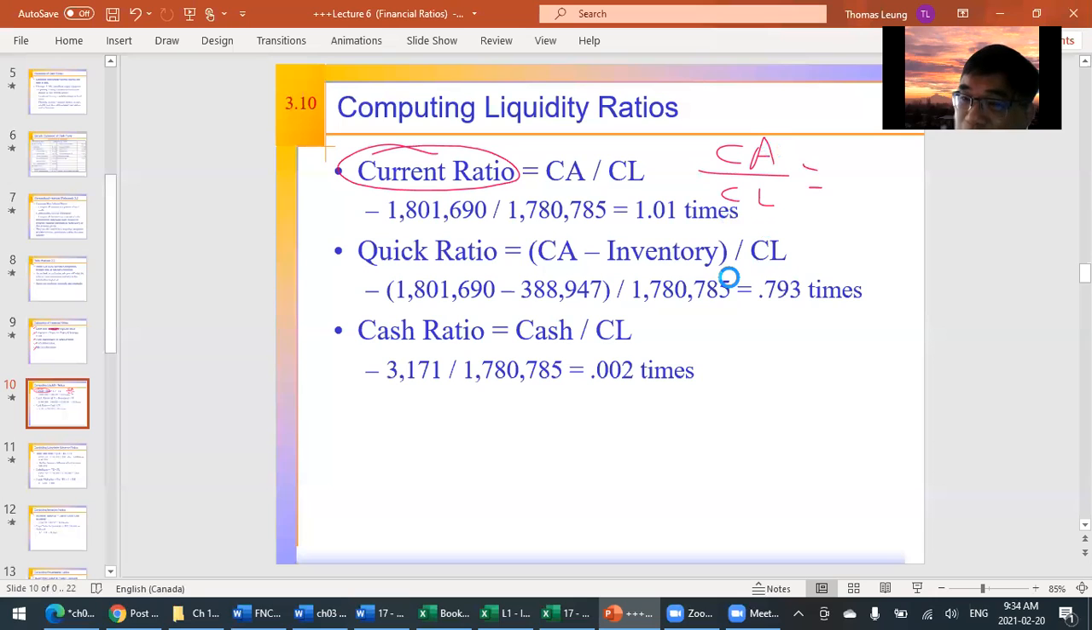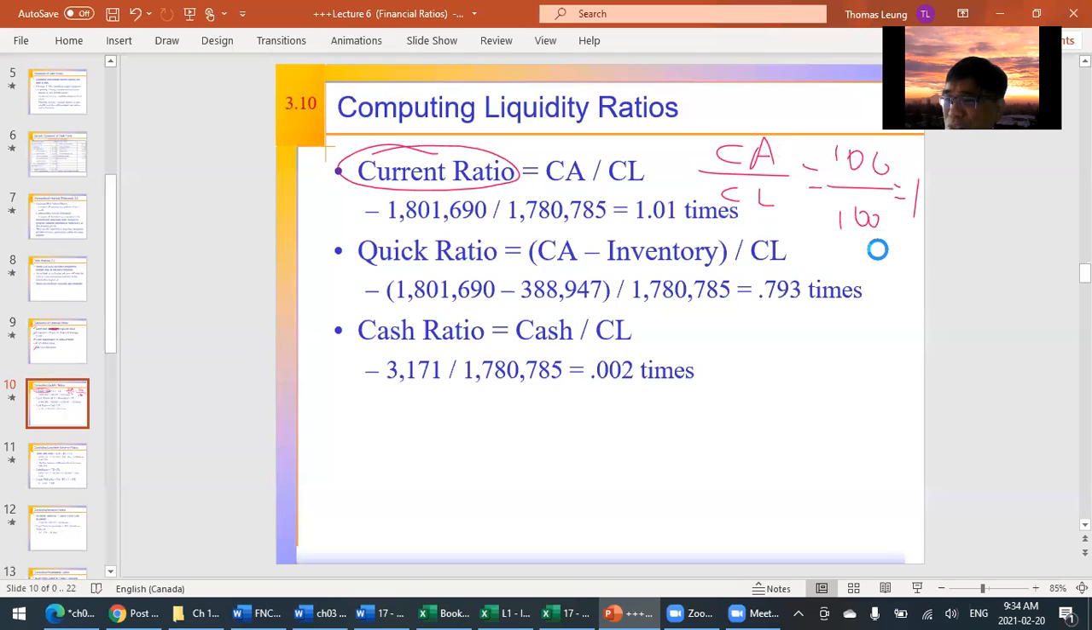So it means if current assets is $100, the current liability is also $100. So it means you will have just enough money to repay the current liabilities. So it means you need to have at least a ratio of 1. That is, you have just enough money to pay the liability. Of course, the more the better.